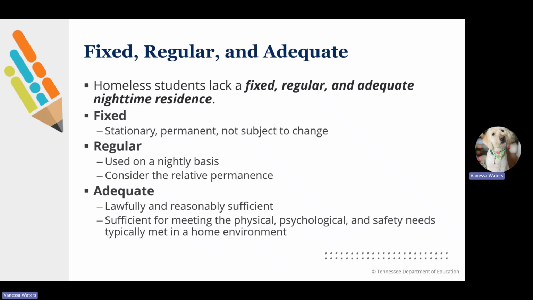If a child or youth lacks any one of these conditions, then they would be considered McKinney-Vento. Again, fixed, regular, and adequate is going to be guidance and is not the actual statute for determining eligibility.